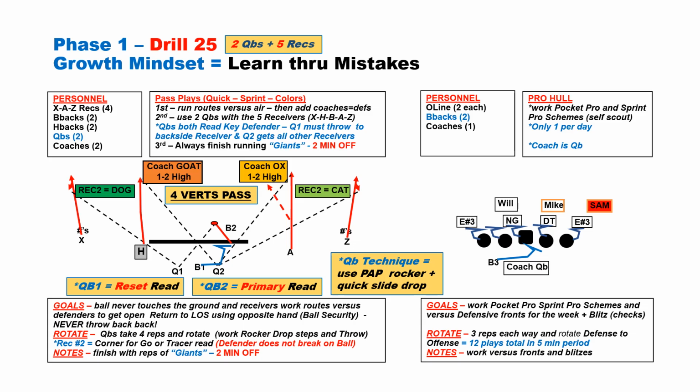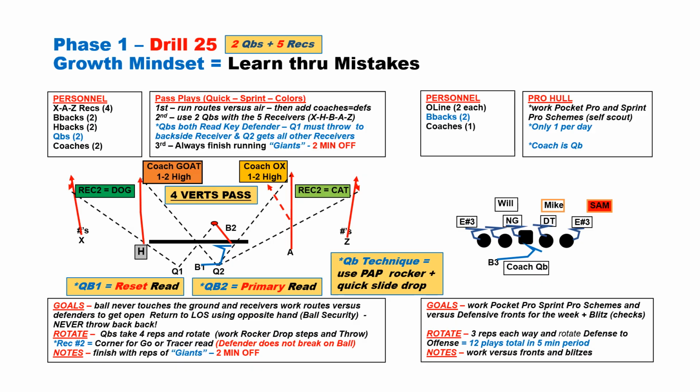We're going to have QB2 here on the right as the primary read, reading the goat, which is the backside safety in the orange there. On that rocker mesh, if he feels he's got one of the two, the H or the A up the middle, then he's going to take a quick shuffle step back and throw a flat ball right at the face mask of those receivers. If not on the mesh, then he's going to turn his eyes right to the Z, and then on his shuffle steps be able to read the go or the tracer.